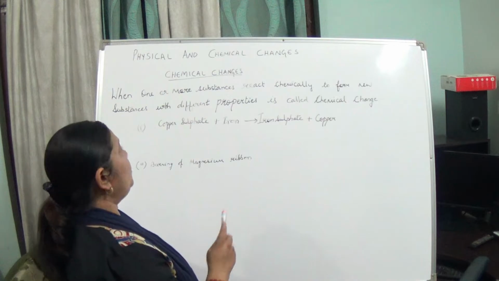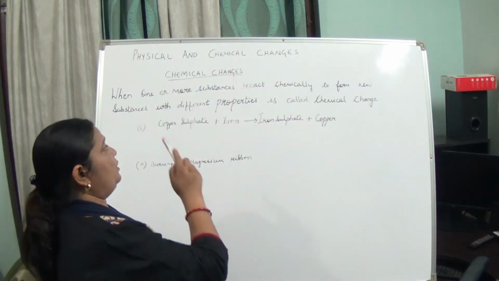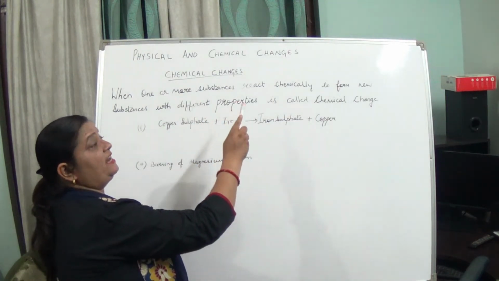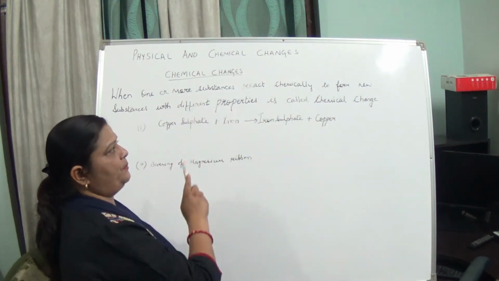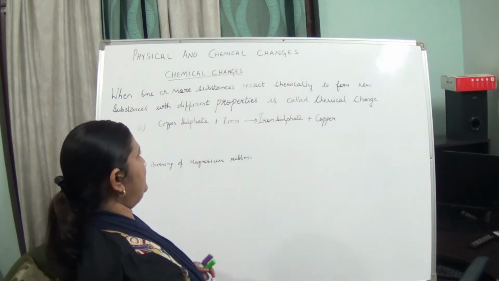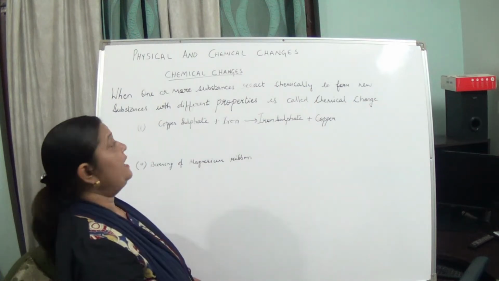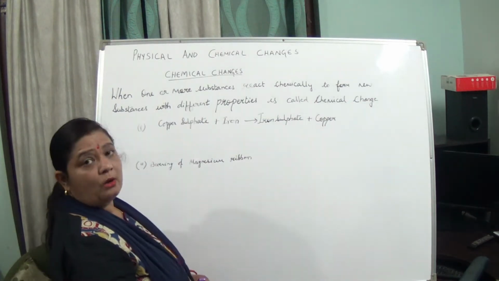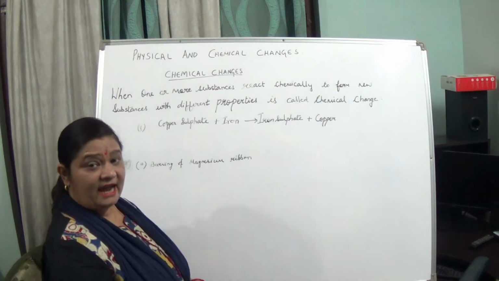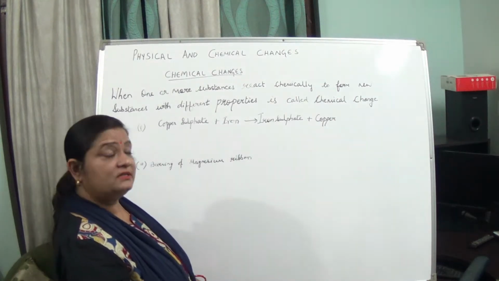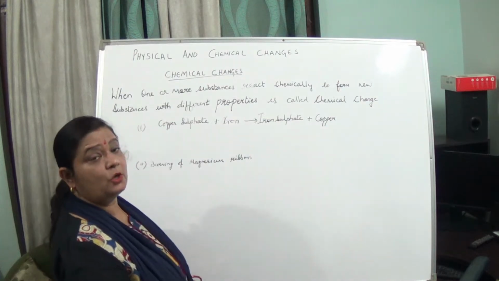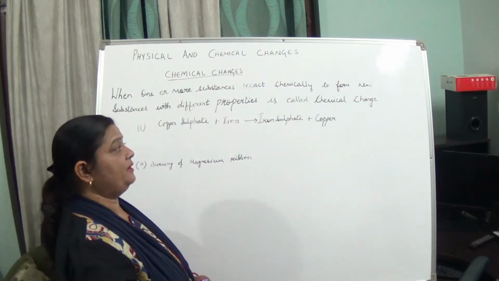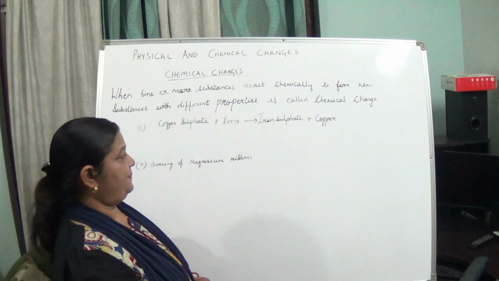Okay, so what are chemical changes? When one or more substances react chemically to form new substances with different properties, it is called a chemical change. It means one or more substances are reacting, some process is going on, and a new substance is being formed which has an entirely different property. This is called a chemical change.